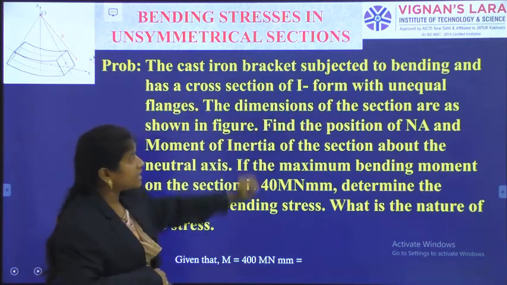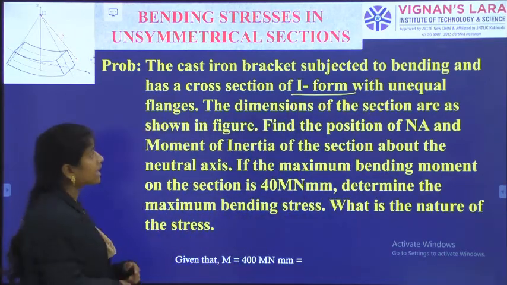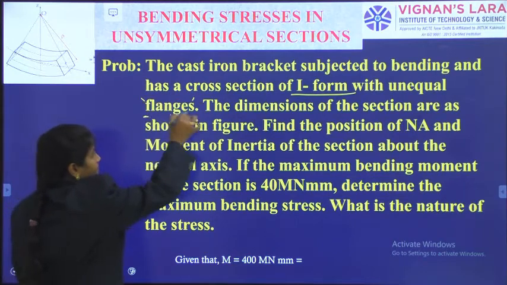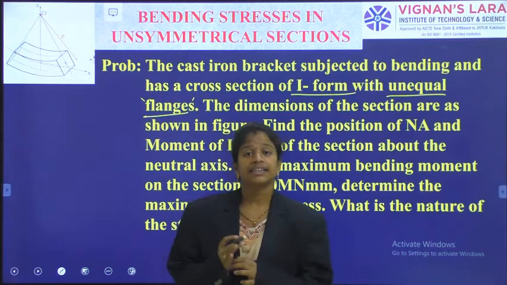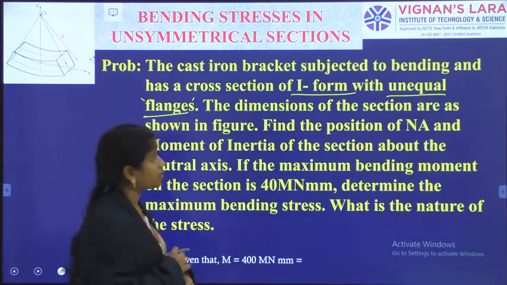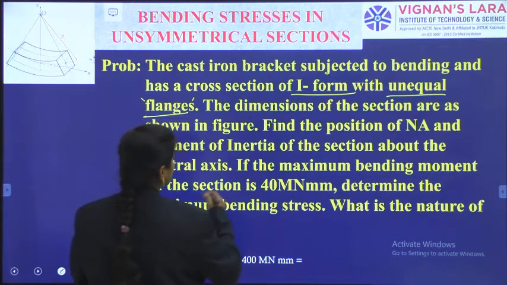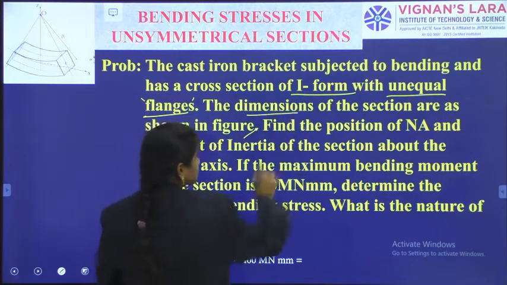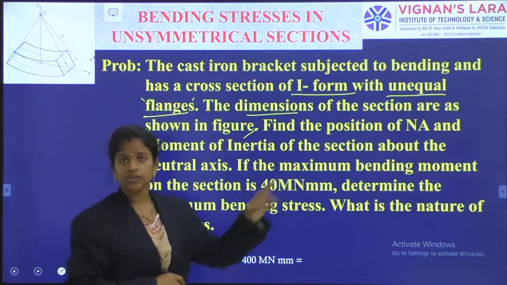It has a cross section of I, and it has unequal flanges. If they mention unequal flanges, that means it is an unsymmetrical I section. Now the dimensions of the section are as shown in the figure. They have given a picture of the unsymmetrical I section, and we need to find the position of the neutral axis.